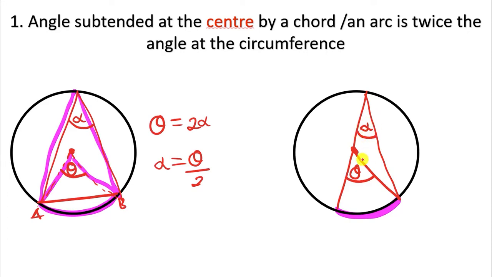So indeed, there is that relationship between alpha and theta, and it is the same theorem that the angle subtended at the center by a chord or an arc is twice the angle at the circumference. So in that case, we are still going to have theta equal to 2 times alpha, and again alpha will be equal to theta over 2. Again, the same theorem can be expressed in another form.